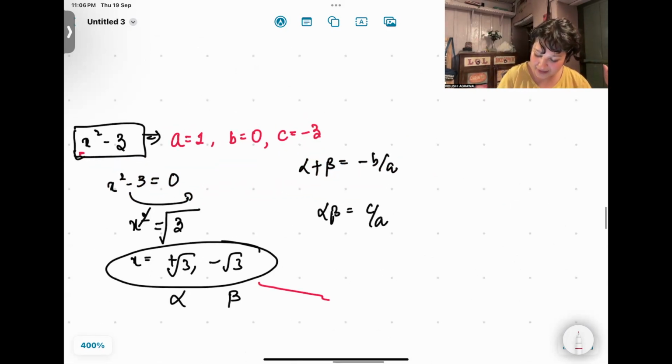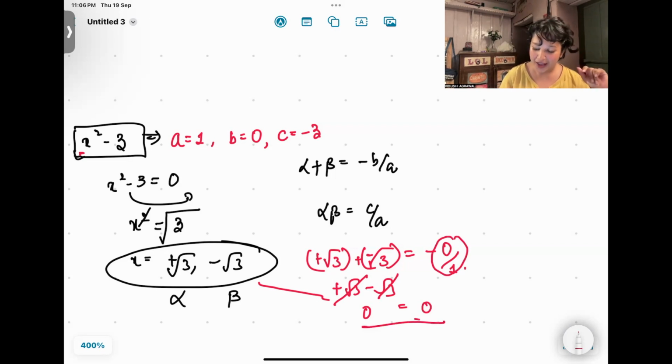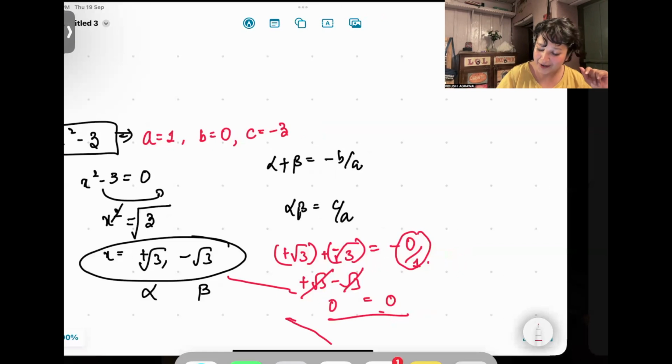Alpha plus beta is root 3 plus minus root 3, which should equal minus b over a. B was 0 and a was 1. So plus root 3 minus root 3 turned out 0. If 0 is positive or negative, it doesn't matter. If something is divided or multiplied by 0, I'm just going to write 0. Hence verified.